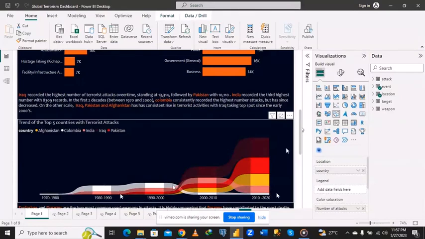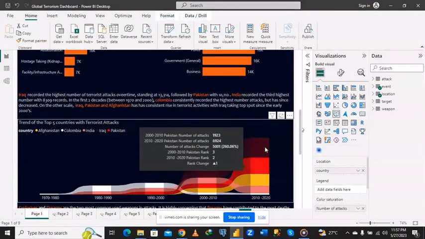But for countries like Iraq, you could see clearly here that Iraq, Pakistan, and Afghanistan are the top three countries that recorded the highest cases. They are the countries that recorded the highest cases of terrorist attacks over the last 2 decades.